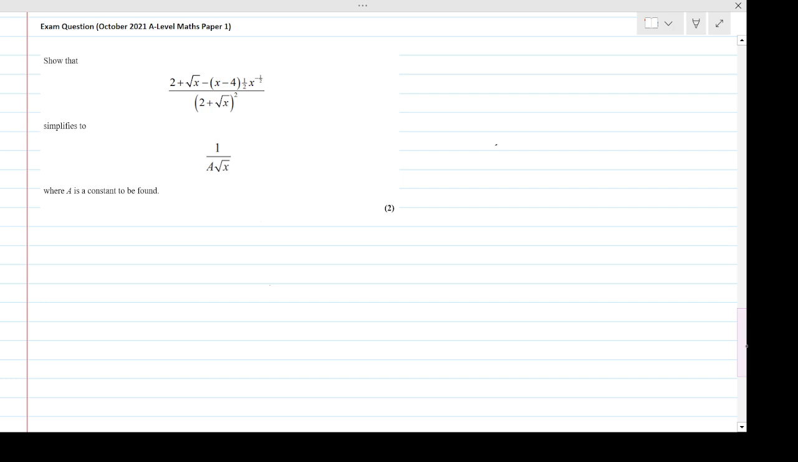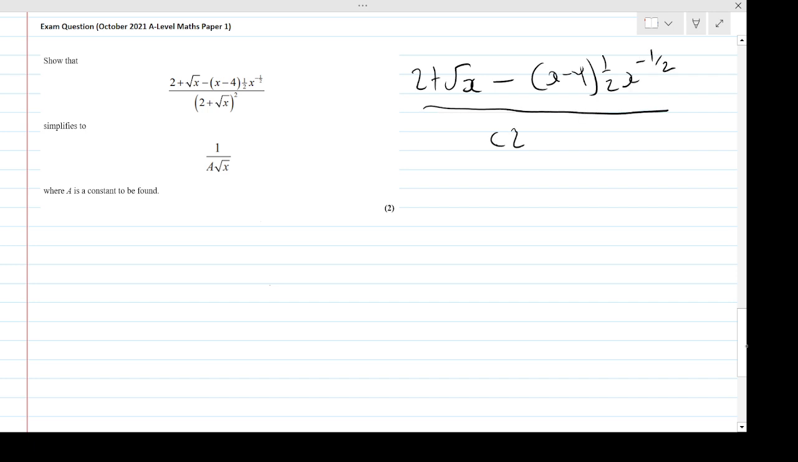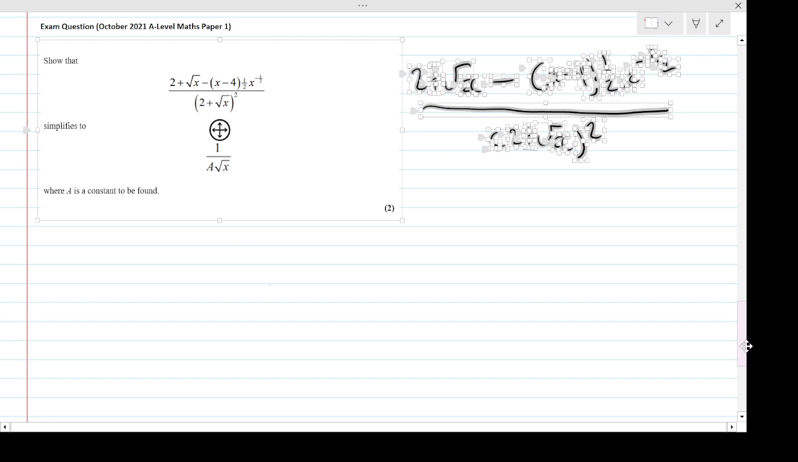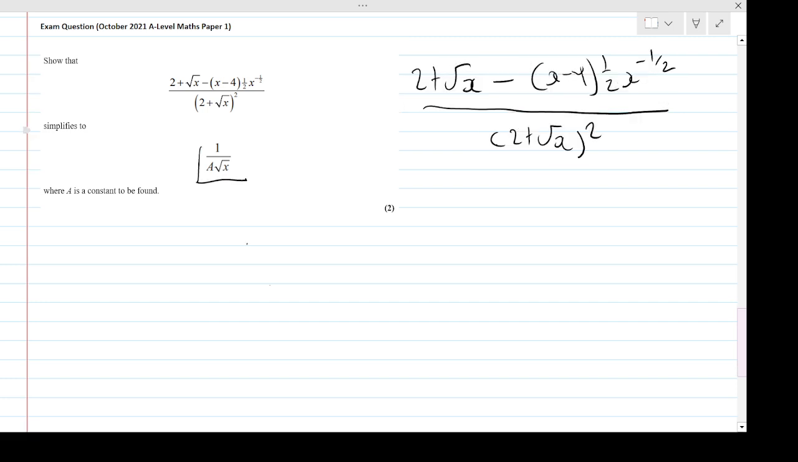Okay, so we need to show that (2 plus root x) minus (x minus 4) times by a half x to the minus a half, over (2 plus root x) all squared, simplifies really quite nicely to just this: 1 over a root x, where a is just a number. So it needs to kind of look like this, right? Okay, so how are we to get from this monstrosity to this? And again, this is where surds and fractional indices are going to help here.